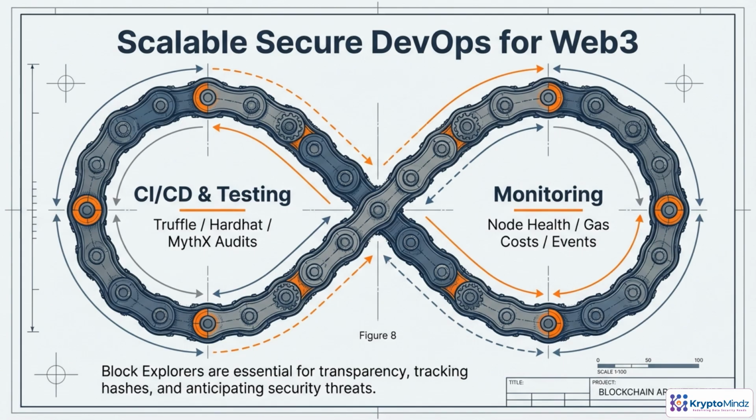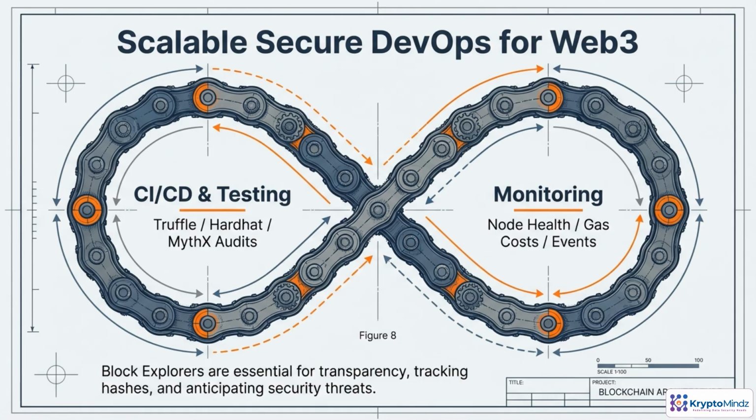To keep a blockchain network healthy in production, you need a DevOps loop that never stops. On one side is continuous integration and testing. Use frameworks like Truffle or Hardhat to automate builds, run unit and integration tests, and replay edge cases. Add automated security scanning, such as Mythex-style audits, before anything can be deployed.